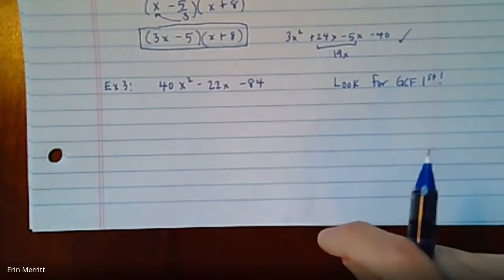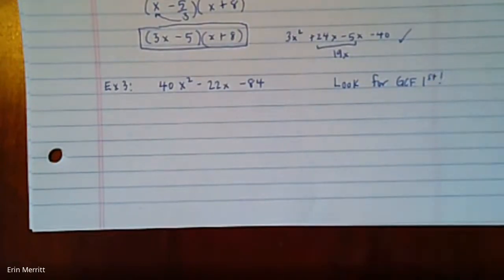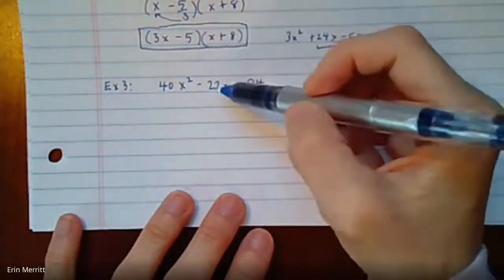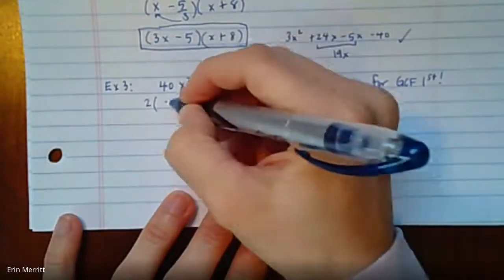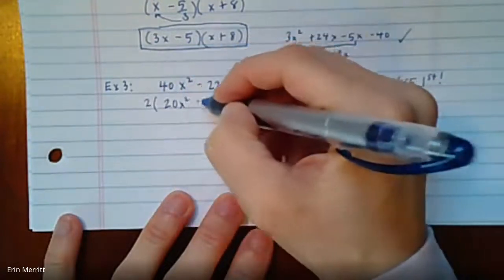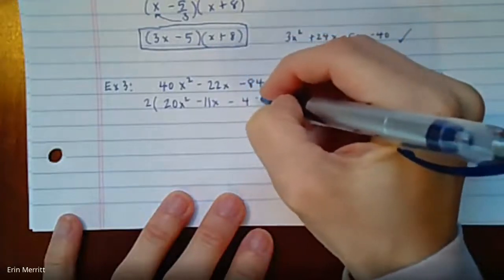first, because if you don't take a GCF out and do the slip, slide, factor, divide, whatever the heck it's called method, you will kind of lose the GCF and end up with a final answer that doesn't make sense. All right. So in this case, if you look at all those coefficients, they're all divisible by 2. So I can take a 2 out and make this 20x squared minus 11x minus, what would that be, 42.